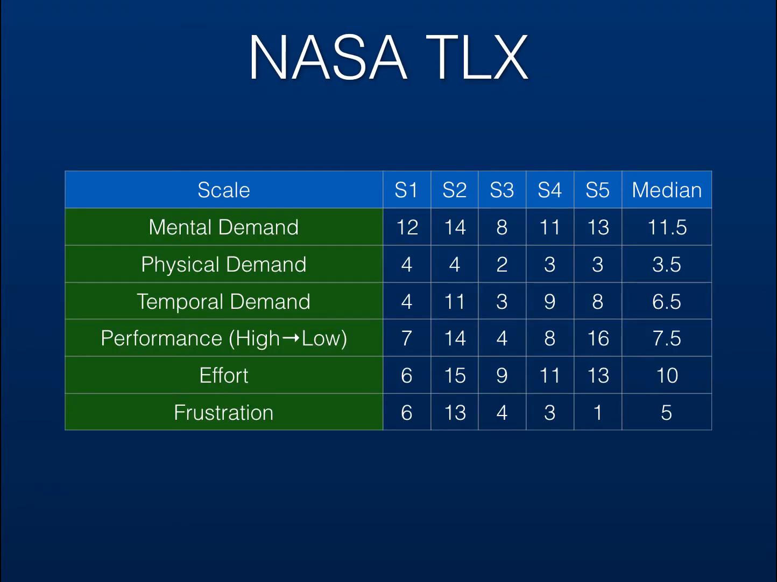Now here's the raw data from the unweighted NASA Task Load Index survey, along with the median response for each scale. On each 20-point scale, a lower number is better, which means less demand or better performance. Again, in this pilot study, there wasn't much I could do with this, but in a larger study, we could compare the load between 2 conditions to see, for example, if folded space places a higher demand on the user.